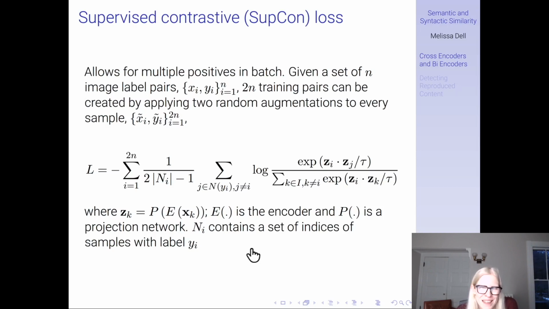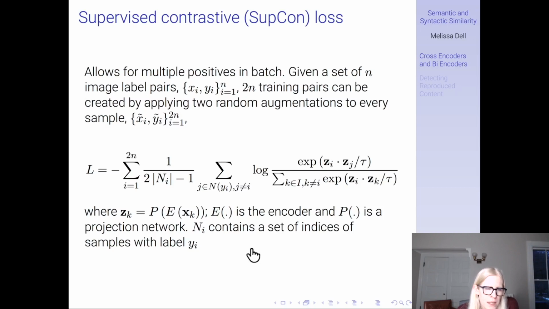To keep reviewing the contrastive loss functions, you might use supervised contrastive loss. When we saw examples of this in the contrastive learning lecture a couple of weeks ago, we saw this in the context of images, which is where I believe it was first used, but you can equally use this loss function in the context of text or in a multimodal context for that matter. So SupCon allows for multiple positives in a batch. Given a set of image-label pairs, two in-training pairs can be created by applying two random augmentations to every sample. You don't have to do the random augmentation part, but this was just part of the function in the original paper, but you could potentially drop that.